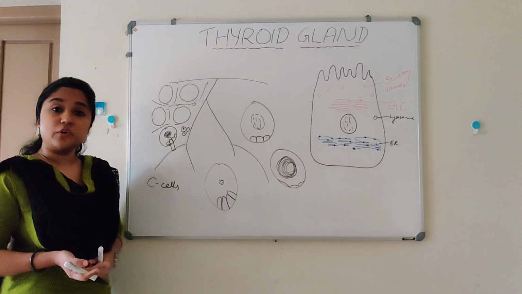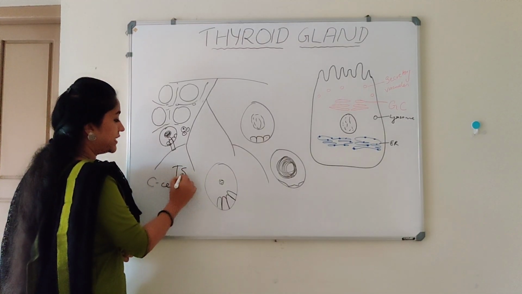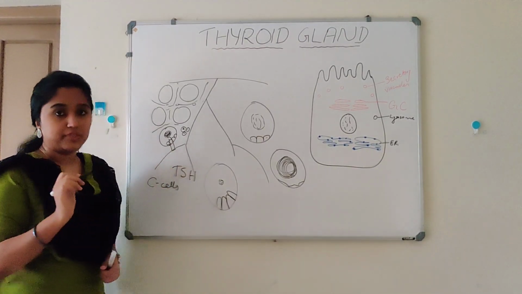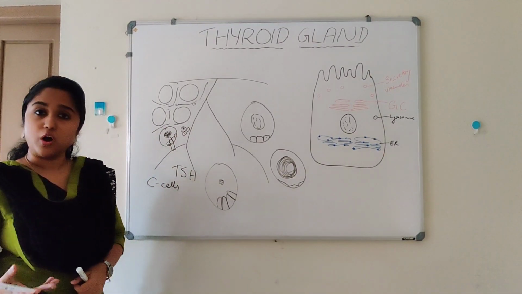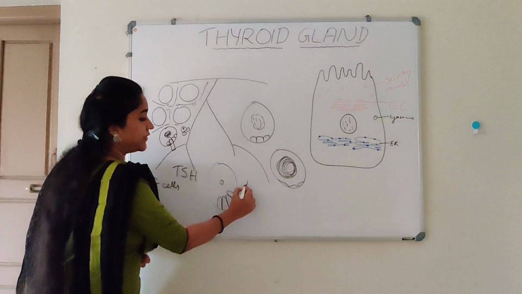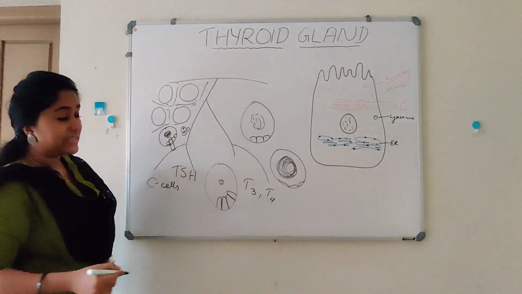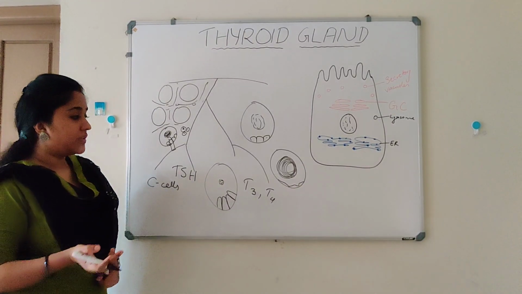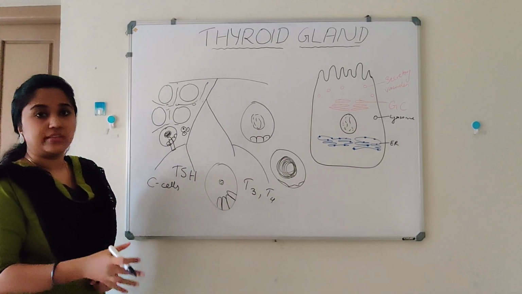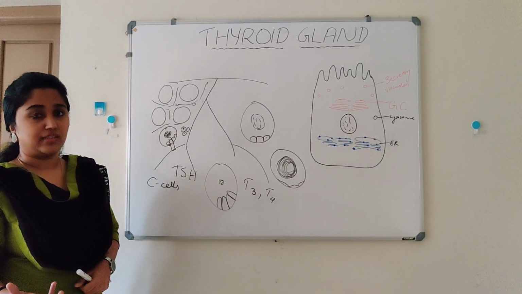Now, the activity of the follicular cells is influenced by thyroid stimulating hormone, that is TSH, which is secreted by the pituitary gland. And the follicular cells produce mainly two hormones, that is T3 and T4. T3 is triiodothyronine and T4 is tetraiodothyronine, and T4 is also known as thyroxine. So these are the main hormones of the thyroid gland. Now we will see how the hormones are synthesized.